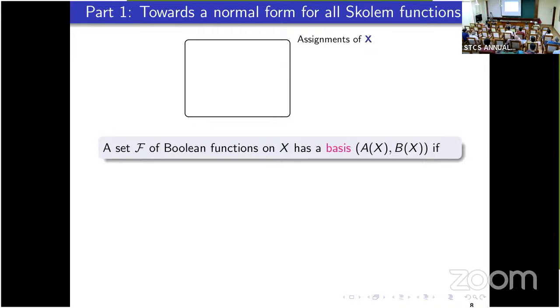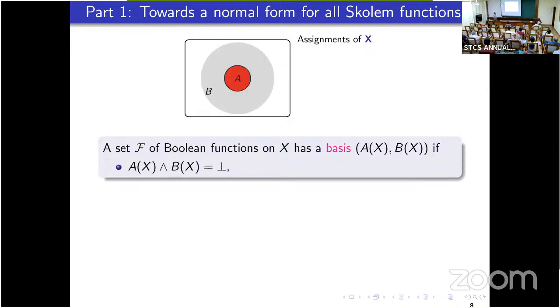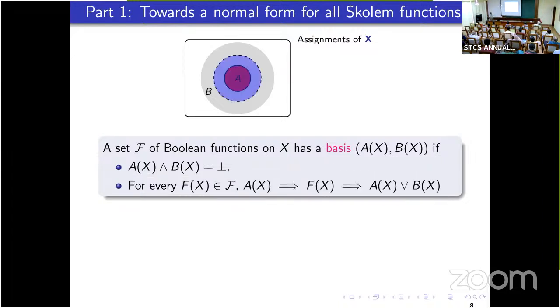Okay, so towards defining this representation for all the Skolem functions that can arise from a specification, we'll say that a set of Boolean functions on these variables has a basis. The basis is, once again, two functions, if they're mutually inconsistent. So this is the set of all assignments of X, and A is a function represented by that subset, and B is this annular region, which doesn't intersect with A. And I've drawn it like that for a specific reason, which is this: for every function F in this set, the function can be represented as something that completely includes A and that doesn't go outside.